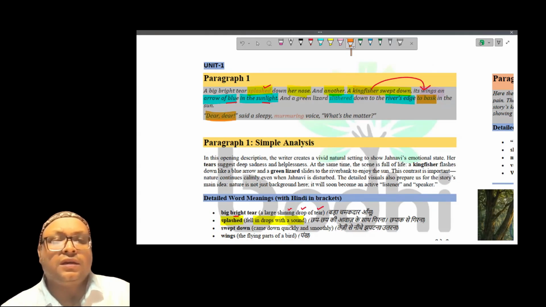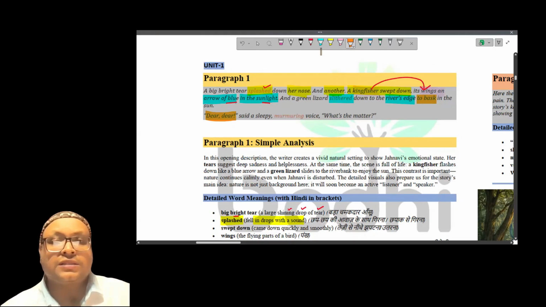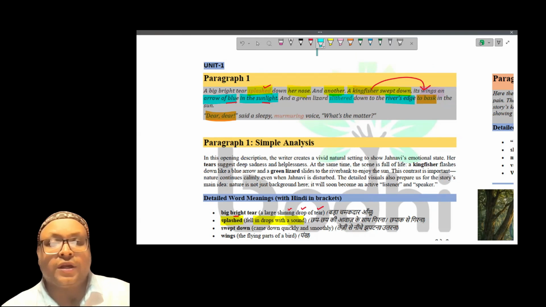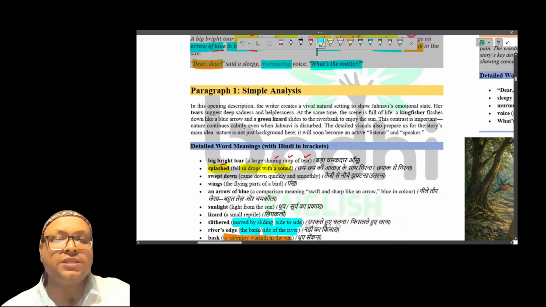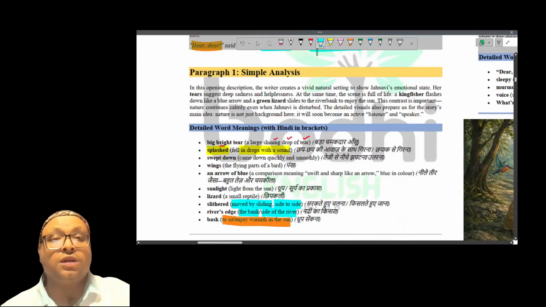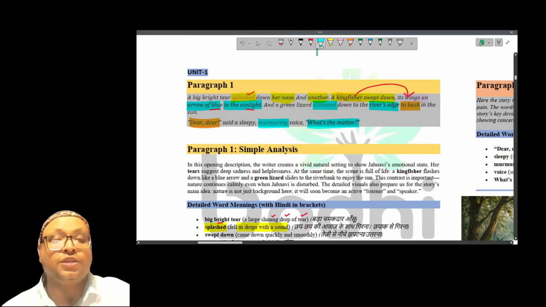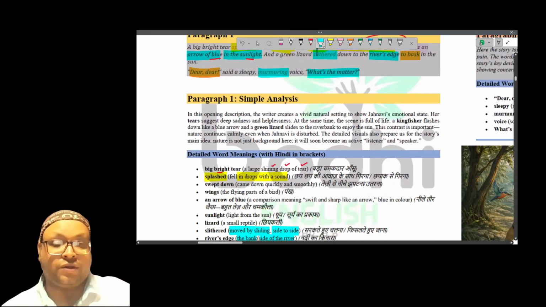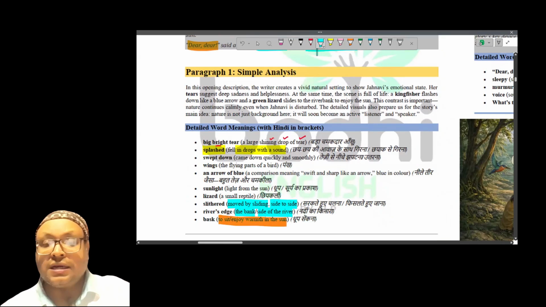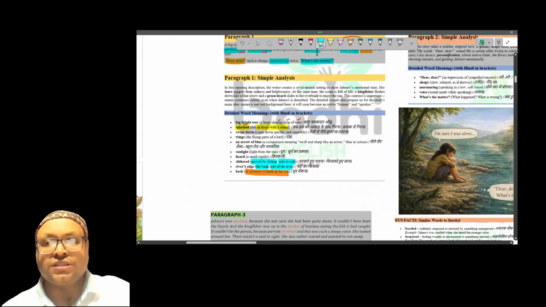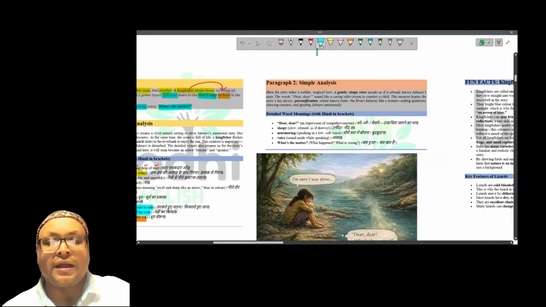Dear, dear, a sleepy murmuring voice came. Dear, dear, a sleepy murmuring voice asked this. What is the matter? So somebody is asking a question. But the very shocking thing is that in that particular place, there is only Jahnavi. Nobody else is there. Then who is talking? Jahnavi is very much shocked and surprised with this. Who is talking, right?